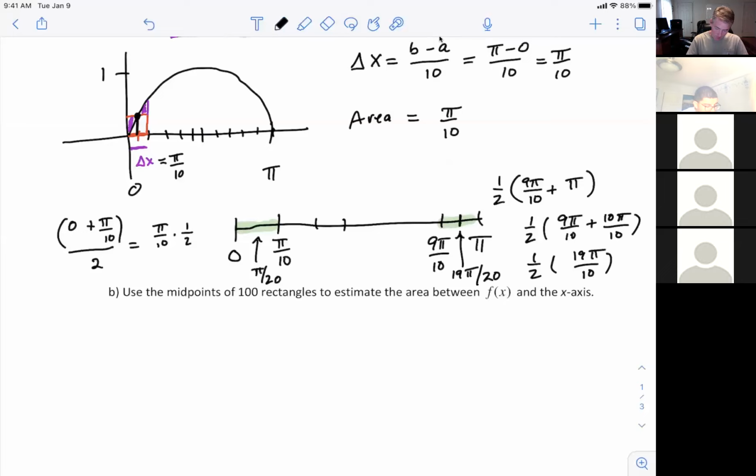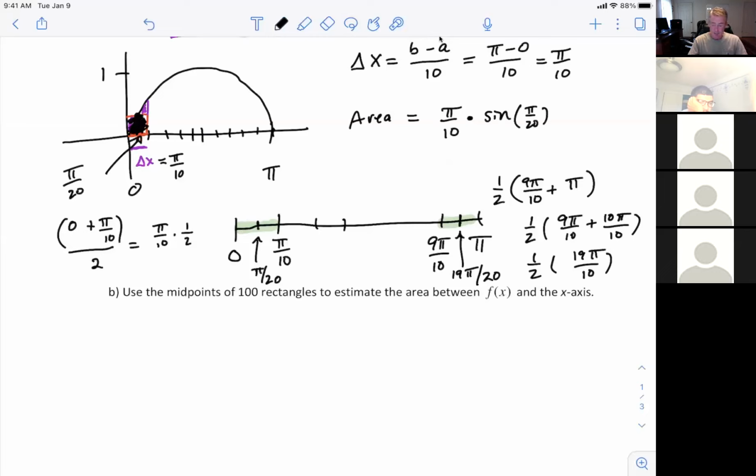So that's this midpoint. Okay, so for the area of that first rectangle, I forgot to finish that one right there. The height would be, take this midpoint right there, which is pi over 10. Oh, sorry, pi over 20. And then you plug that into the sine function. And that right there would be the area of this first rectangle.